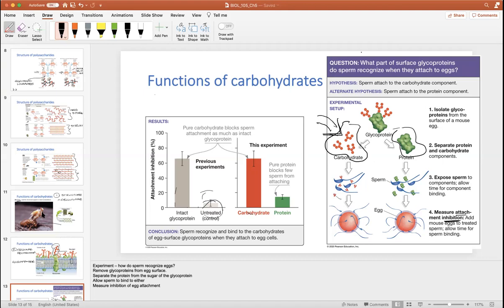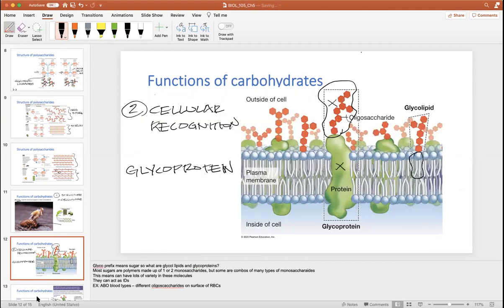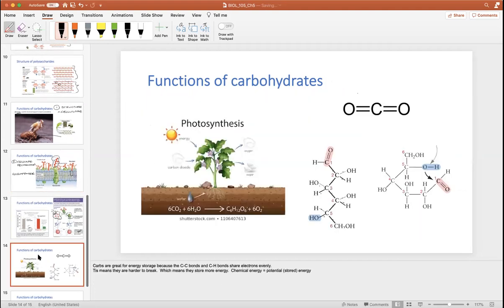All right, so we've gone through 2 functions: 1, structure, 2, cellular recognition. Last but not least, the most famous and probably most important function of carbohydrates when we're talking about cellular biology is energy storage. That's what you think of the most when you think of carbohydrates. You guys know that if you eat a bunch of sugar, you get a sugar rush. So basically, let's look at what's going on with energy storage.